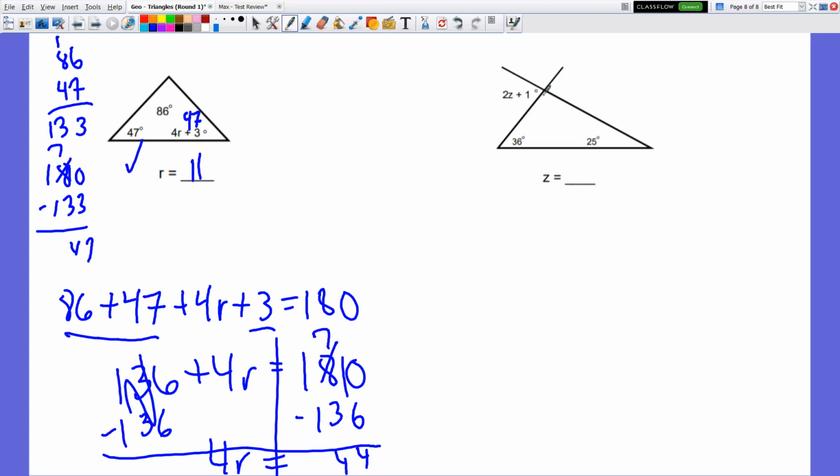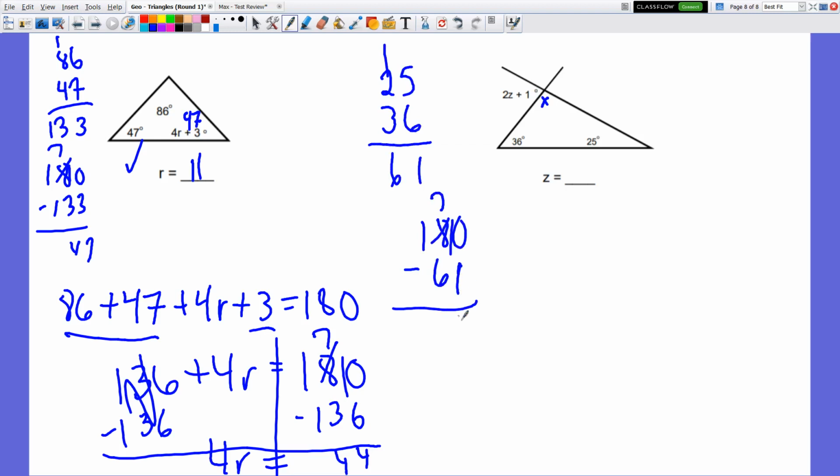This is where you need to look for this angle. That way you can know what you have. All right? Or you can do what you said. 25 and 36. 61. Subtract it from 180. 119. So we have an obvious 119 right there.